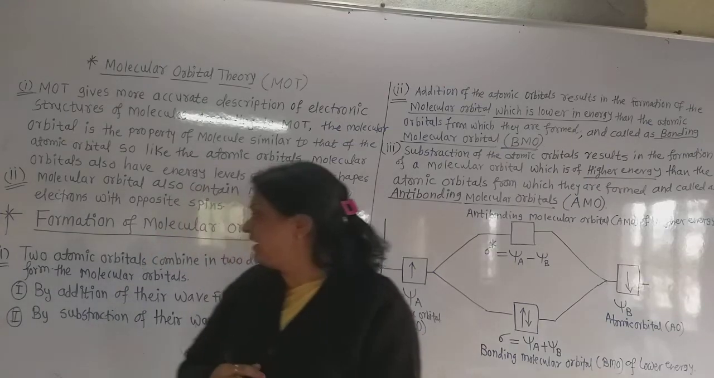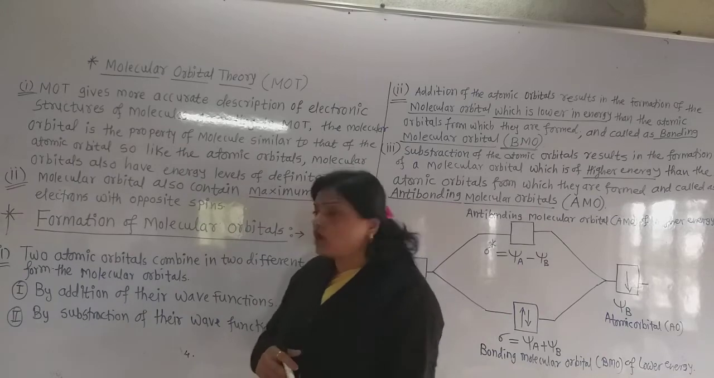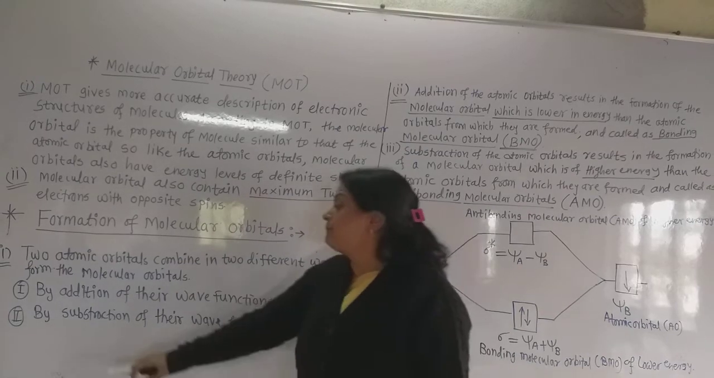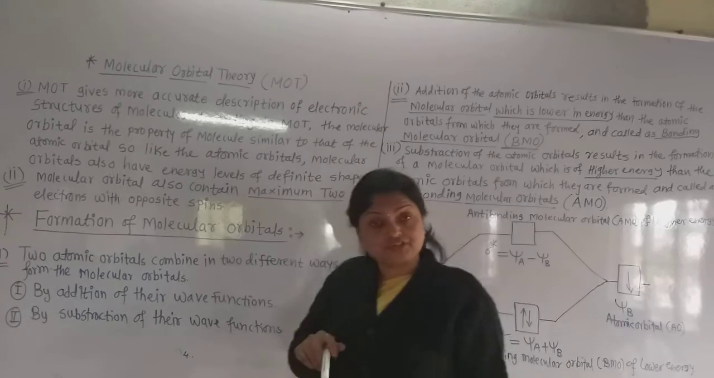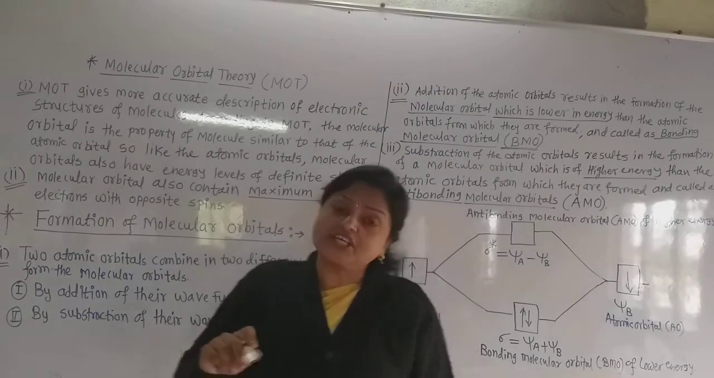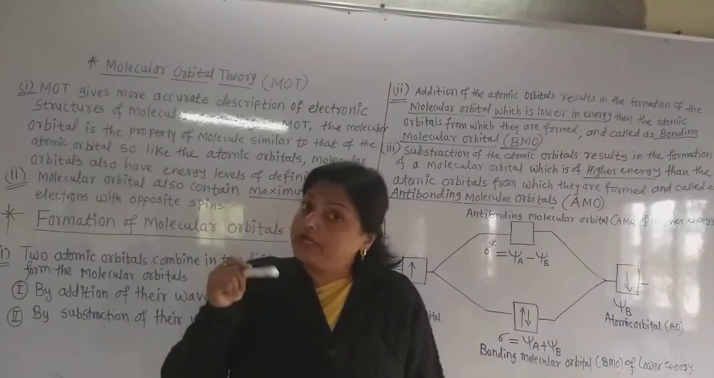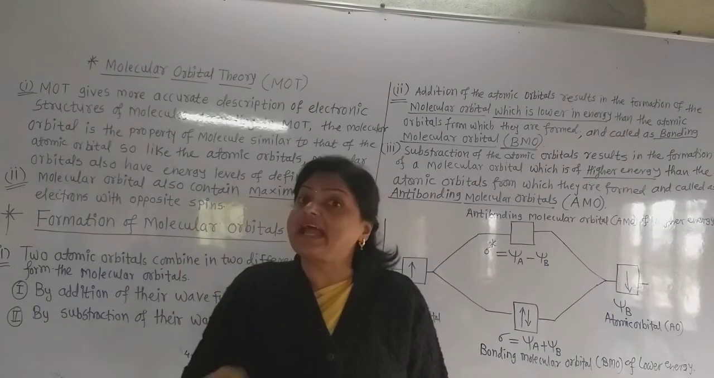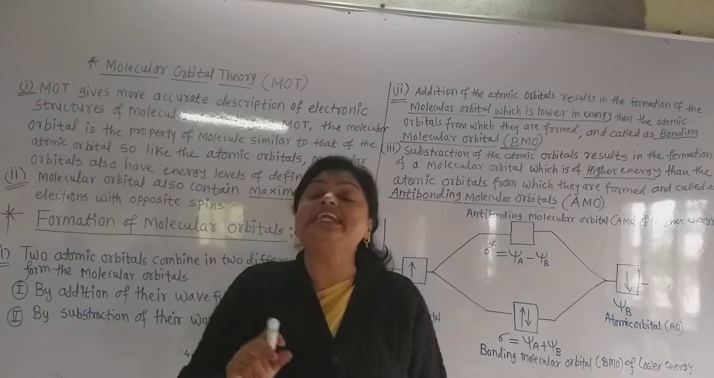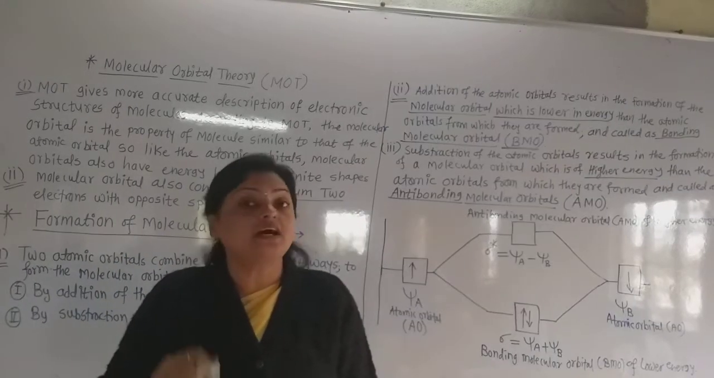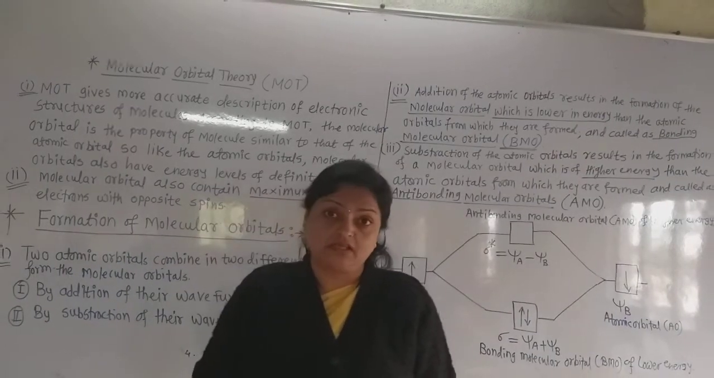Another way of forming these molecular orbitals is by subtraction of their wave functions. If there is subtraction of wave functions, what happens? Molecular orbitals are formed, but these are called anti-bonding molecular orbitals, not bonding molecular orbitals.